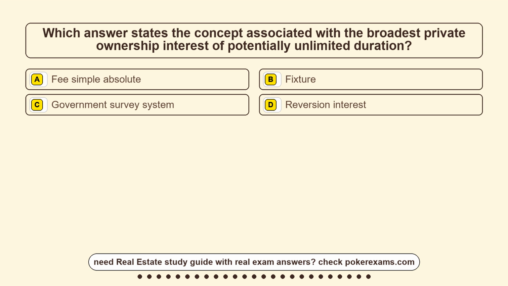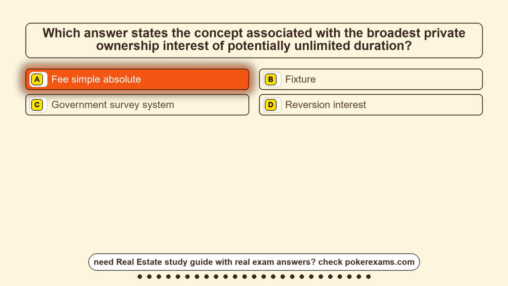Question 17. Which answer states the concept associated with the broadest private ownership interest of potentially unlimited duration? Option A, a fee simple absolute. Option B, fixture. Option C, government survey system. Option D, reversion interest. The correct answer is option A, fee simple absolute.